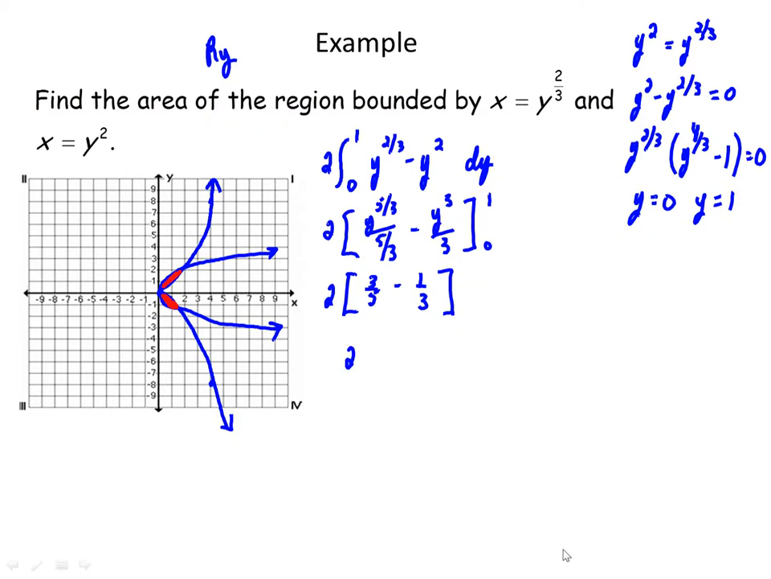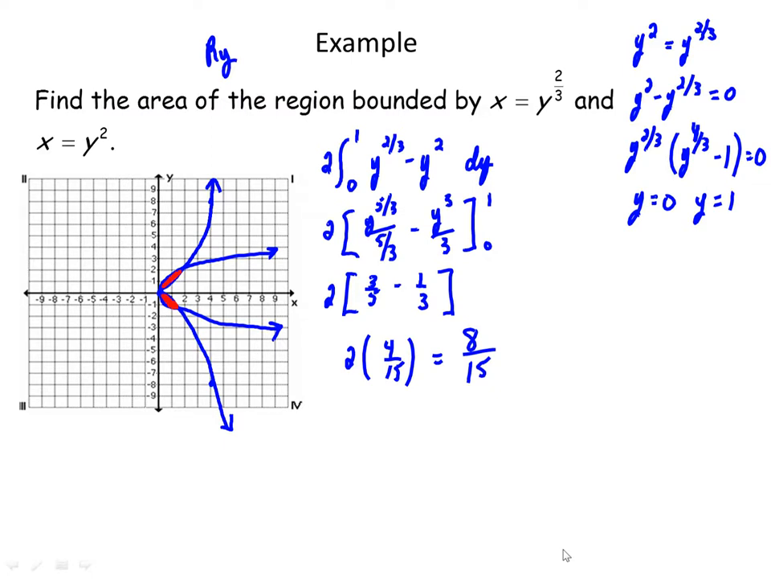So we're going to have 2 times 3/5 minus 1/3. Got your calculators out? 4/15. Finish it up, and you should come up with 8/15. All right, so it is good to know those little algebra tips.